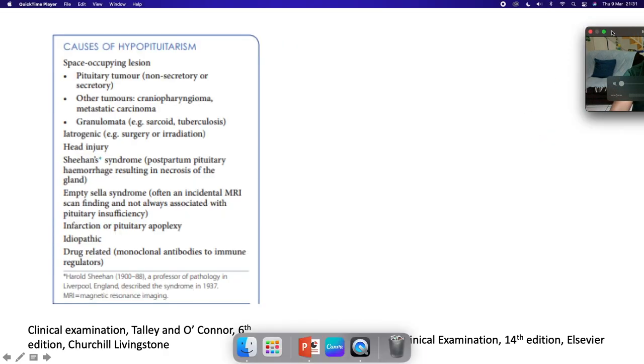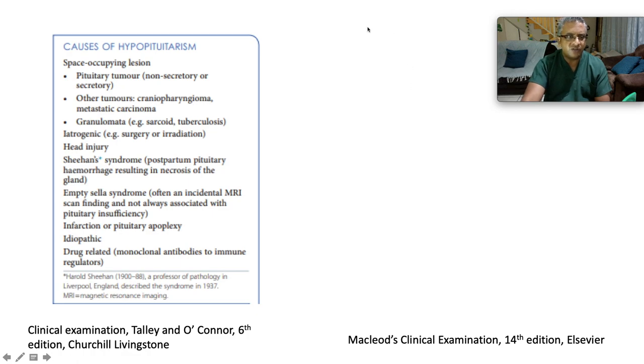Okay, let's talk about hypopituitarism for a bit. So hypopituitarism can be caused by many things, but most often due to a space-occupying lesion, right, which is a big old pituitary tumor, which can be secretory or non-secretory, or we call them functional or non-functional, depending on whether or not they are producing those hormones. Other tumors can also cause mass effect, like craniopharyngioma, metastatic carcinoma, granulomatous disease, sarcoid, and TB, iatrogenic issues in the way of surgery or irradiation, post-head trauma, Sheehan syndrome.